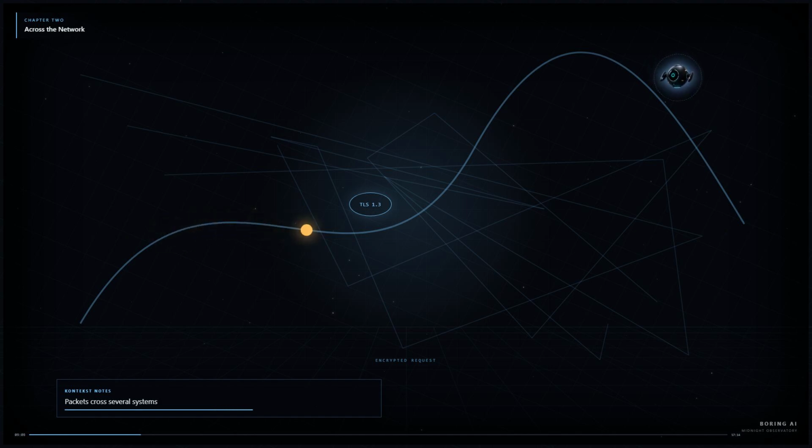Modern web communication also protects data in transit. A secure connection uses a cryptographic protocol such as transport layer security. The purpose is not to make the network disappear. It is to make intercepted traffic difficult to read or alter without detection.